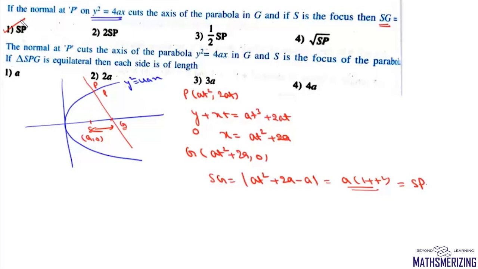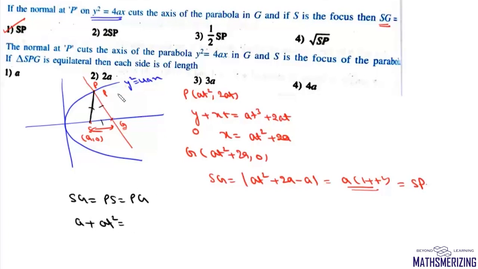Now the second question is, if the normal at P cuts the axis of the parabola in G and S is the focus of the parabola, if this triangle SPG is an equilateral triangle, then we need to find the length of each side. This distance SG must be equal to PS and it must be equal to PG. Now SG and PS are equal, and we know that it is a + at². So it is a + at².